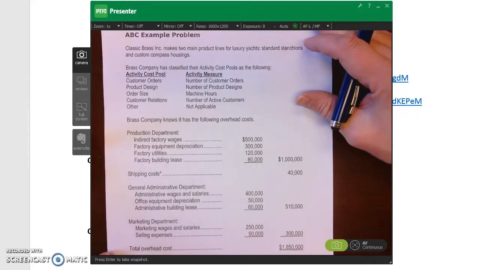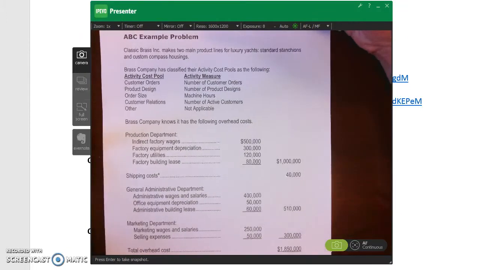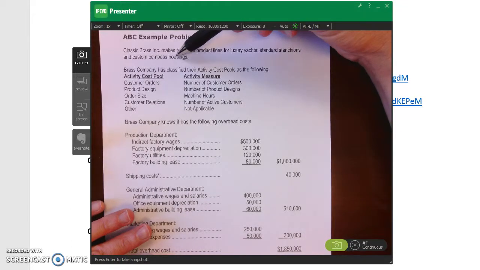And so in this lecture video, we're going to go over a few problems involving activity-based costing. Okay, so let's look at this first one. Classic Brass makes two product lines for luxury yachts, a standard product and a custom product.